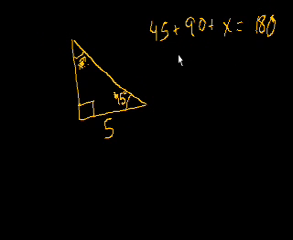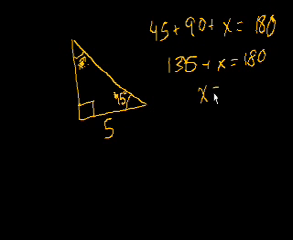So if we just solve for x, we get 135, that's 45 plus 90, plus x is equal to 180. Subtract 135 from both sides, we get x is equal to 45 degrees. Interesting. x is also 45 degrees. So we have a 90-degree angle and two 45-degree angles.